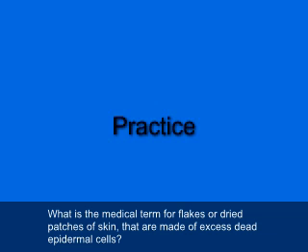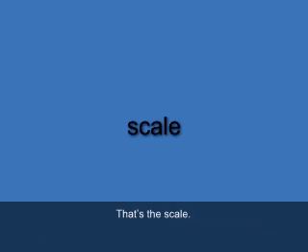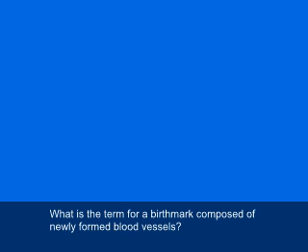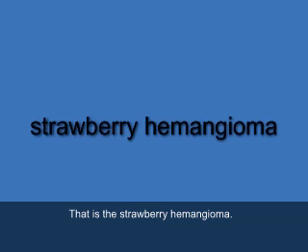Again, divide and conquer. Number 1, what is the medical term for flakes or dry patches of skin that are made up of excess dead epidermal cells? Well, that's the scale, S-C-A-L-E. What is the term for a birthmark composed of newly formed blood vessels? That's the strawberry hemangioma. Strawberry, S-T-R-A-W-B-E-R-R-Y, and then hemangioma, H-E-M-A-N-G-I-O-M-A.